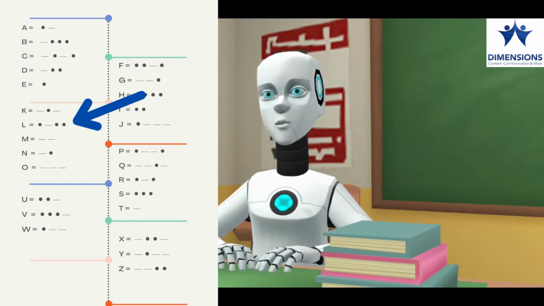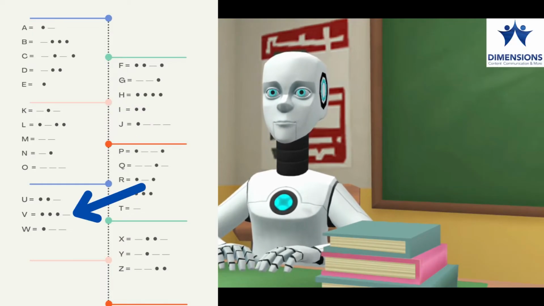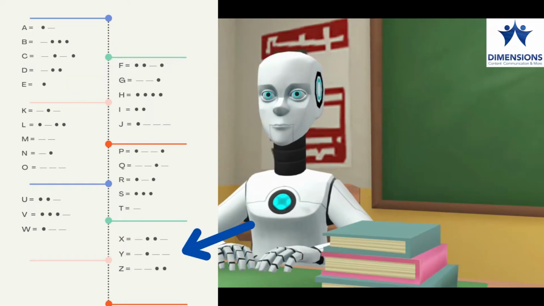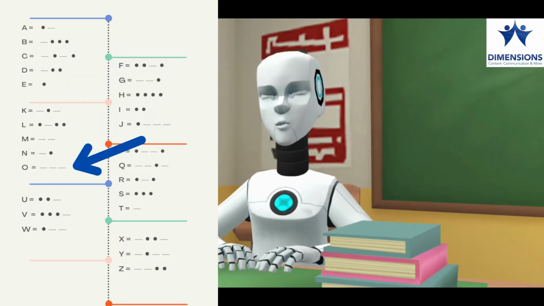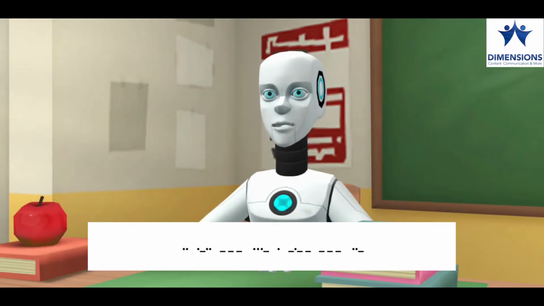L, in Morse code, looks like this. O, in Morse code, looks like this. V, in Morse code, looks like this. E, in Morse code, looks like this. Y, in Morse code, looks like this. O, in Morse code, looks like this. U, in Morse code, looks like this. So finally, combining all of them, I love you, in Morse code, will look like this.